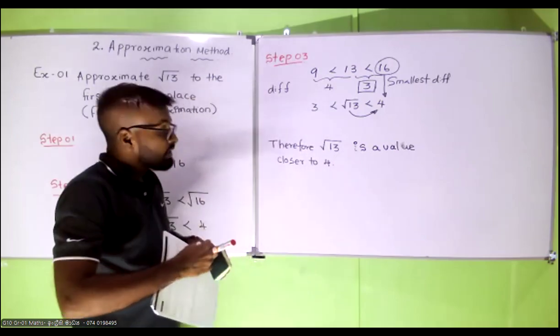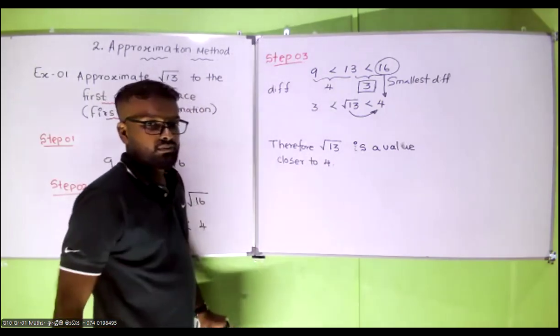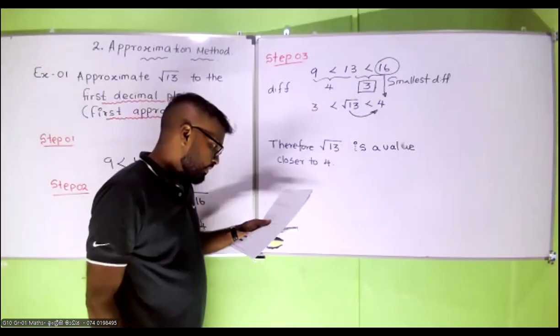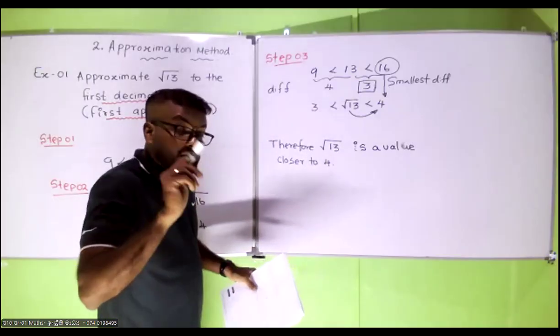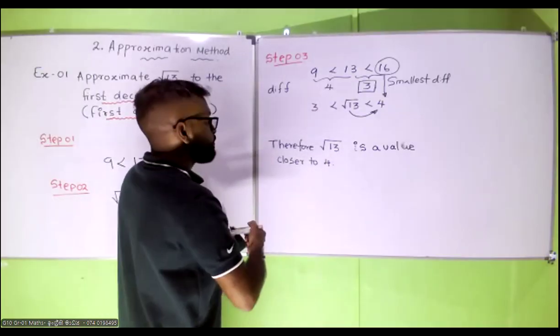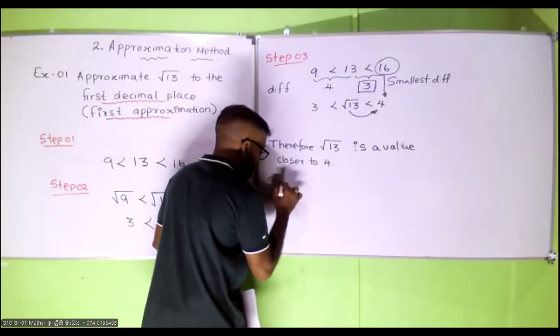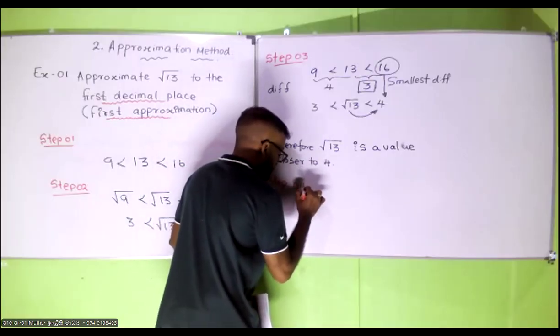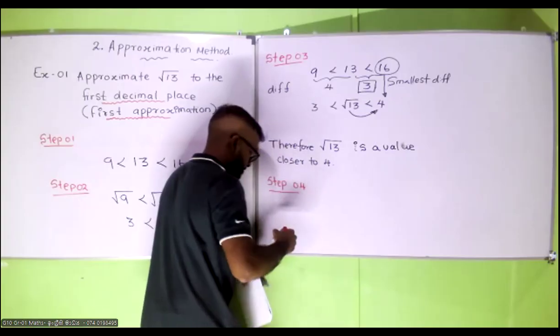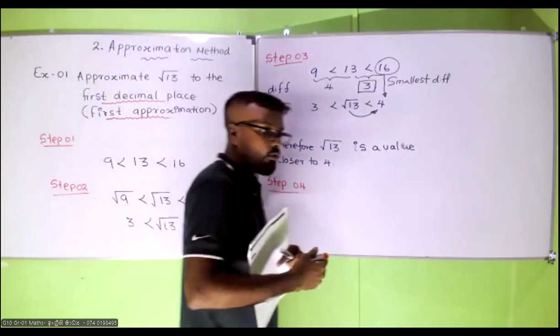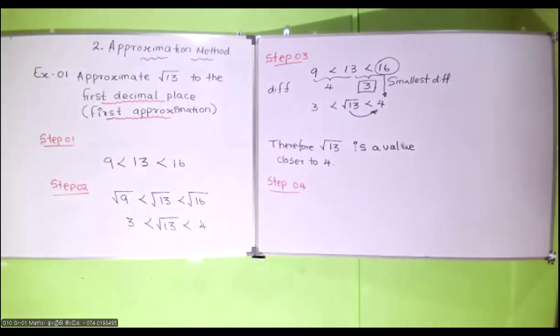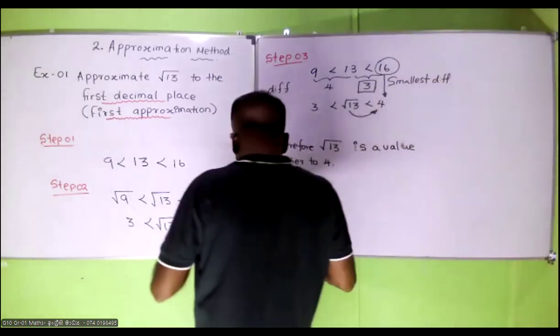Closer to 4. This is the thing that we have done in the last sentence. Right. Step 4. Now this is the important thing. In step 4 it is saying that, right?